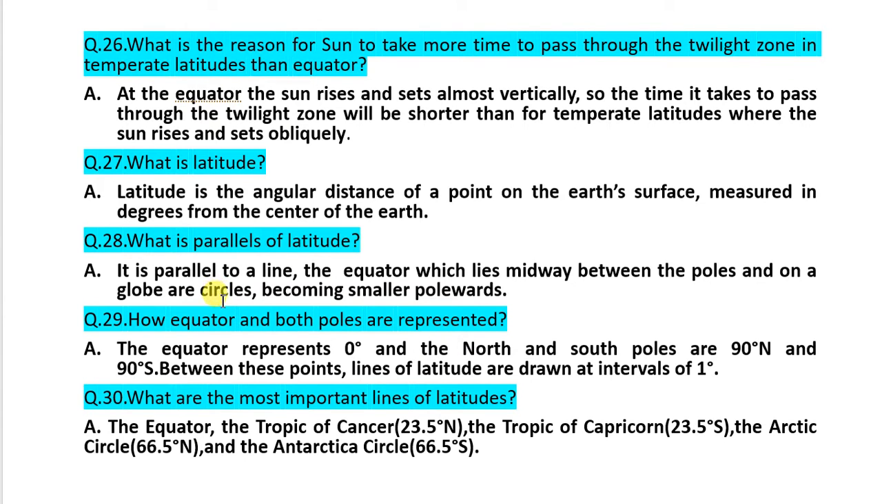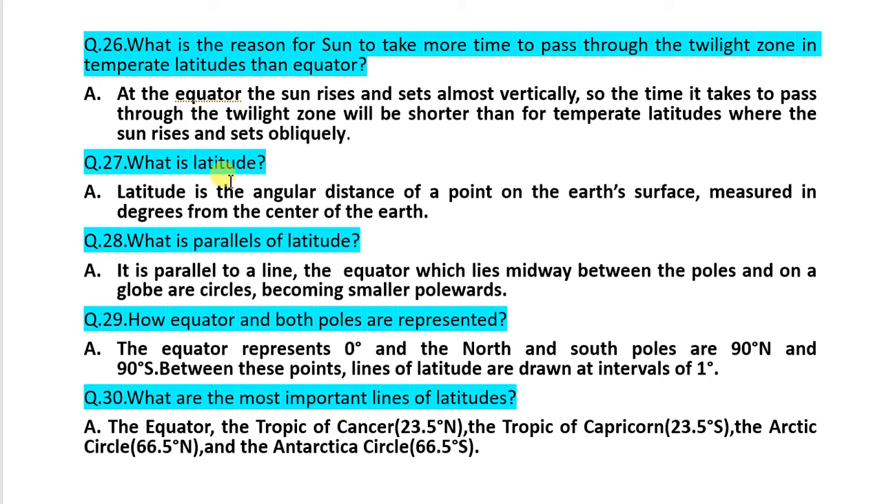Next question, what is the reason for sun to take more time to pass through the twilight zone in temperate latitudes than equator? At the equator, the sun rises and sets almost vertically, so the time it takes to pass through the twilight zone will be shorter than for temperate latitudes where the sun rises and sets obliquely.